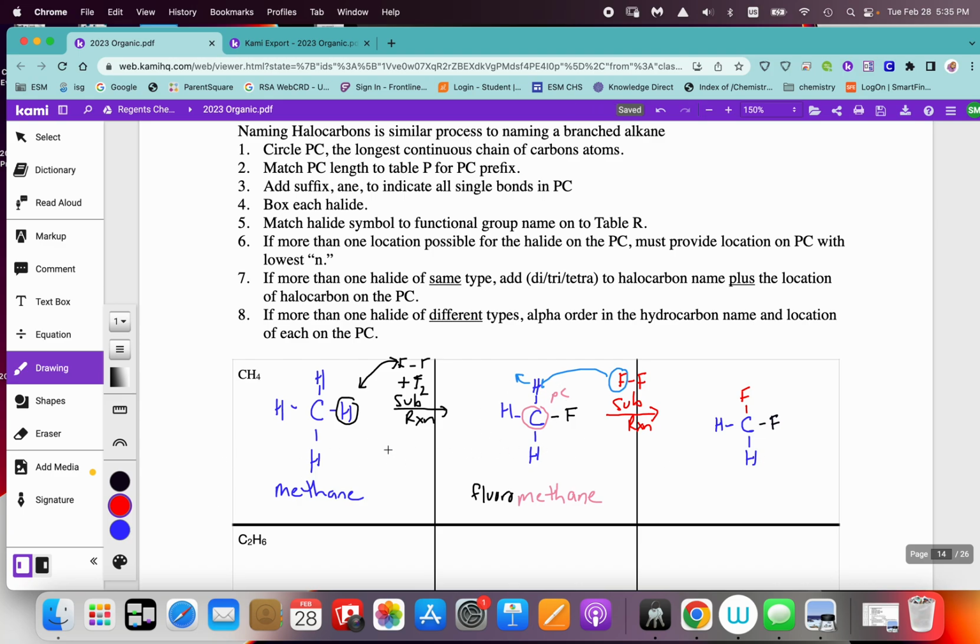Like the previous example, here is my parent chain. It's still a 1 carbon parent chain, so it is still meth, because there is no double or triple bond of this carbon in the parent chain to another carbon. We use the ending ane. We still have the original fluorine added, so I put that out front, fluoro.